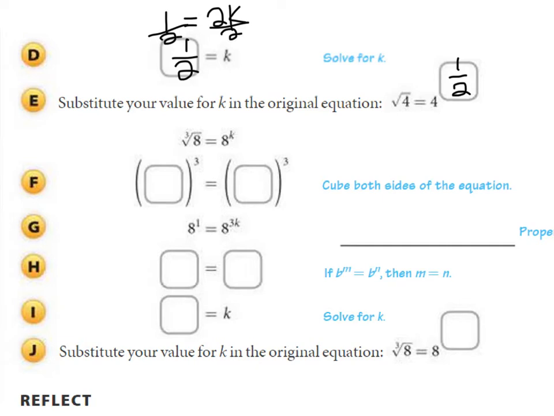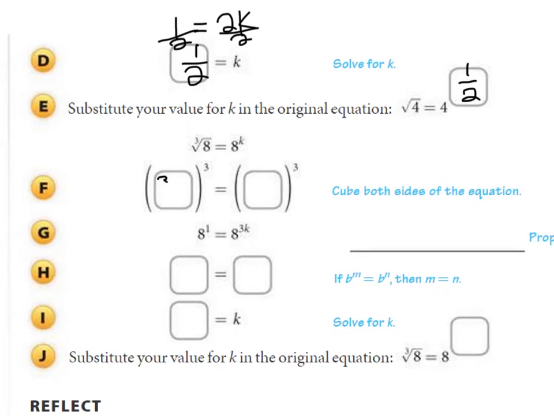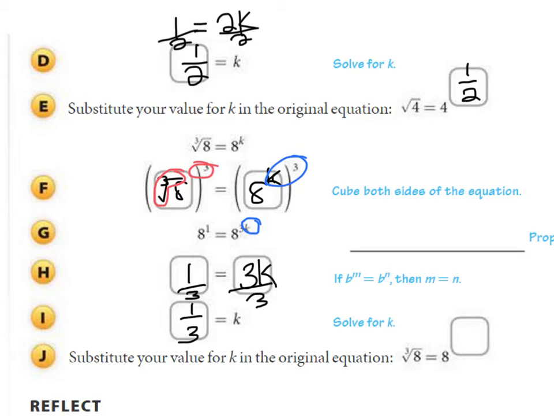All right, so the first thing is we took the cube root of 8 and cubed it because that's the opposite of the cube root. And we took 8^k and cubed that. So the 3 and the root cancel, leaving us with 8 to the 1. And then 8 to the 3k because of 3 times k. Since the 8s are the same, we know that 1 has to equal 3k. To solve for k, we divide by 3. So k equals 1/3, which means the cube root of 8 is equal to 8 to the 1/3.